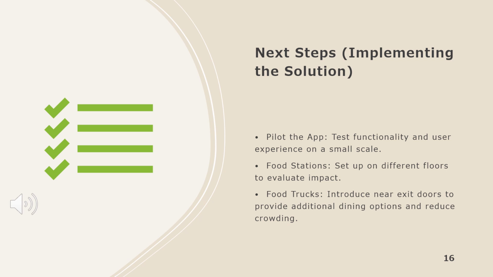Implementing the solutions is going to be the next step. For example, piloting the app is going to test functionality and user experience on a small scale. For the food stations, they should be set up on different floors in order to evaluate the impact. And for food trucks, they're going to be introduced near exit doors to provide additional dining options and reduce the crowding.